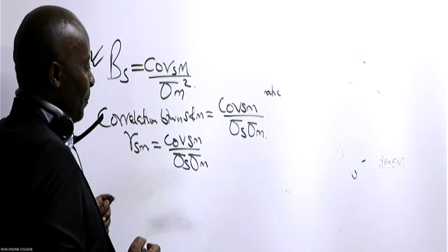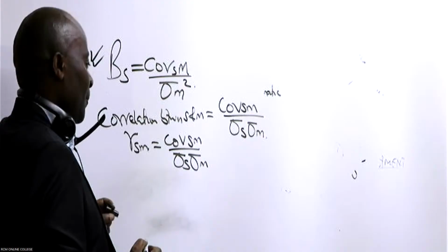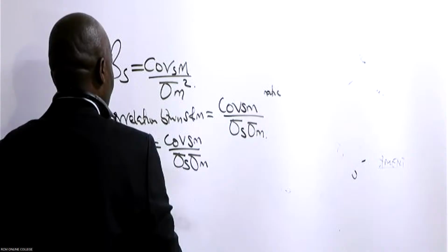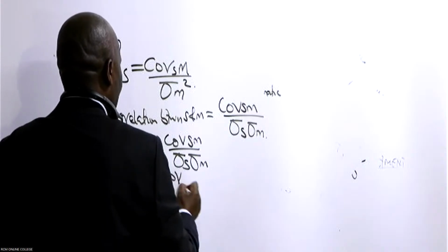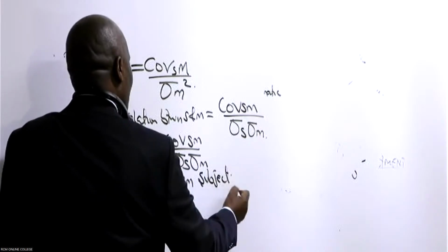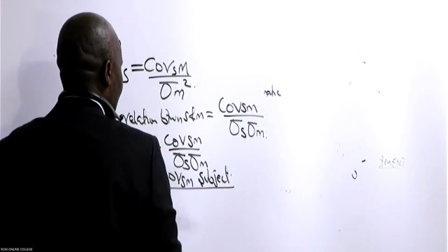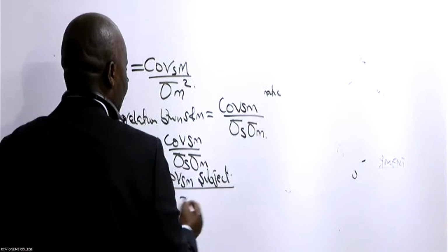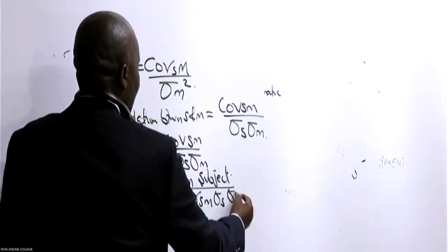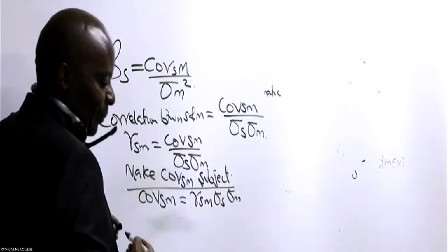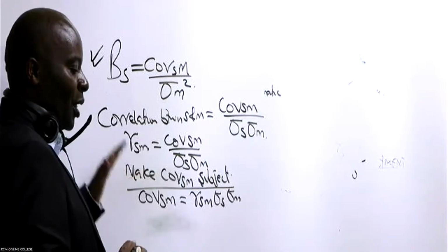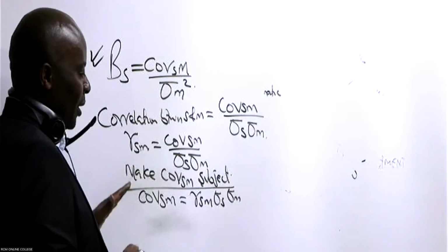Is that okay? Now, I want you to make covariance the subject of the formula. Make covariance SM the subject. So covariance SM equals RSM, standard deviation S, standard deviation M. R stands for correlation coefficient. Write your normal R.